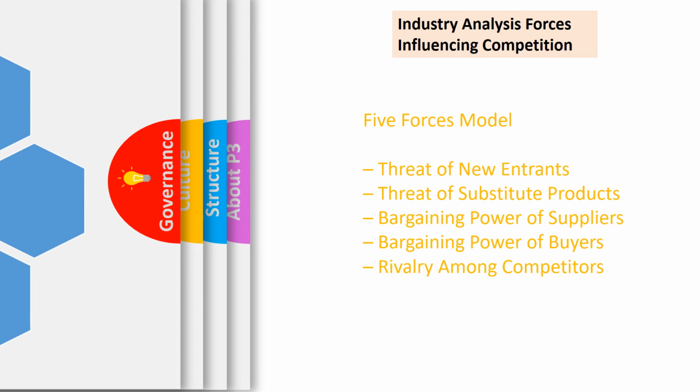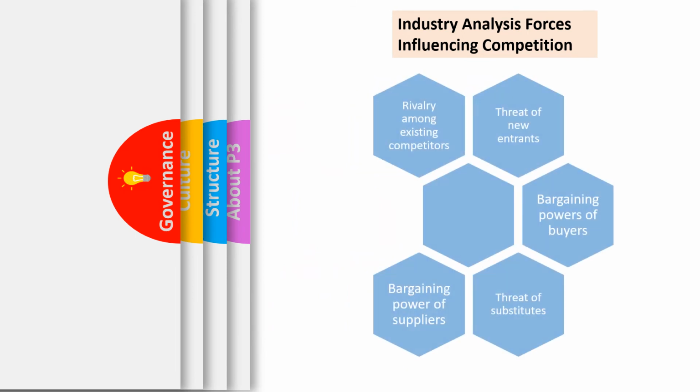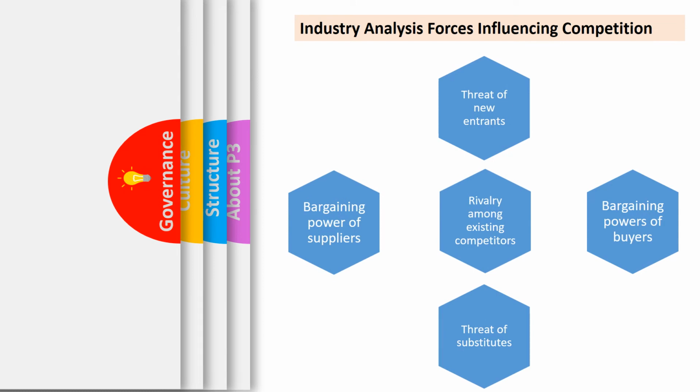If we look again at Porter's 5 force model, we can see Porter's 5 force model in terms of threat of new entrants, threat of substitute products, bargaining power of suppliers, bargaining power of buyers, and rivalry among competitors. When we look at Porter's 5 force model, we've got these 5 elements here. So this is how the 5 elements are normally shown.